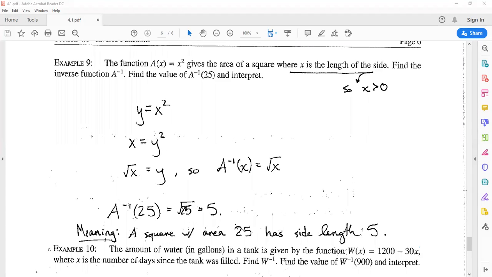So what is the meaning? Well, first let's compute: a inverse of 25 will be the square root of 25, which equals 5. And what does this mean? Well, this means that a square whose area is 25 has side length equal to 5, right? The inputs of a of x become the outputs of a inverse, and also the outputs of a, which are areas, become the inputs of a inverse.